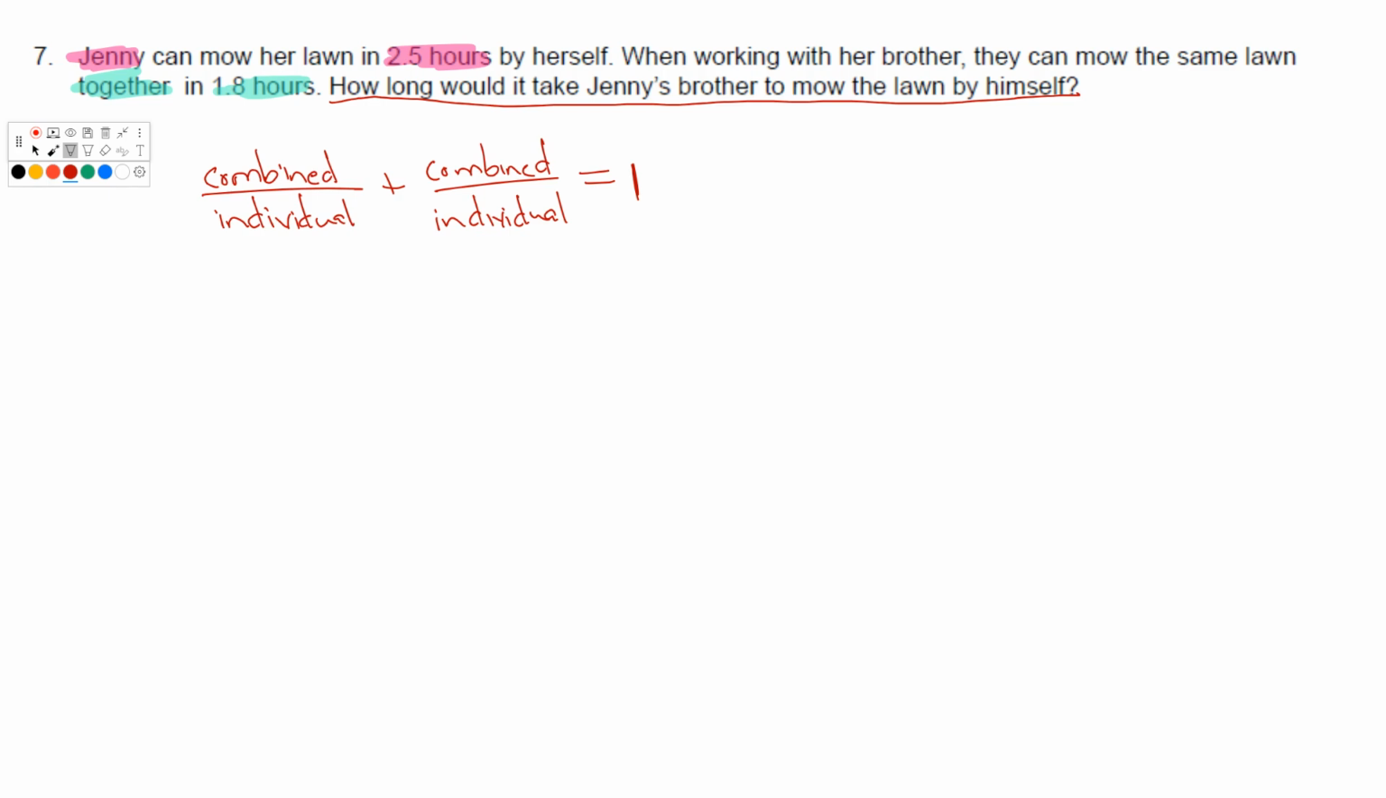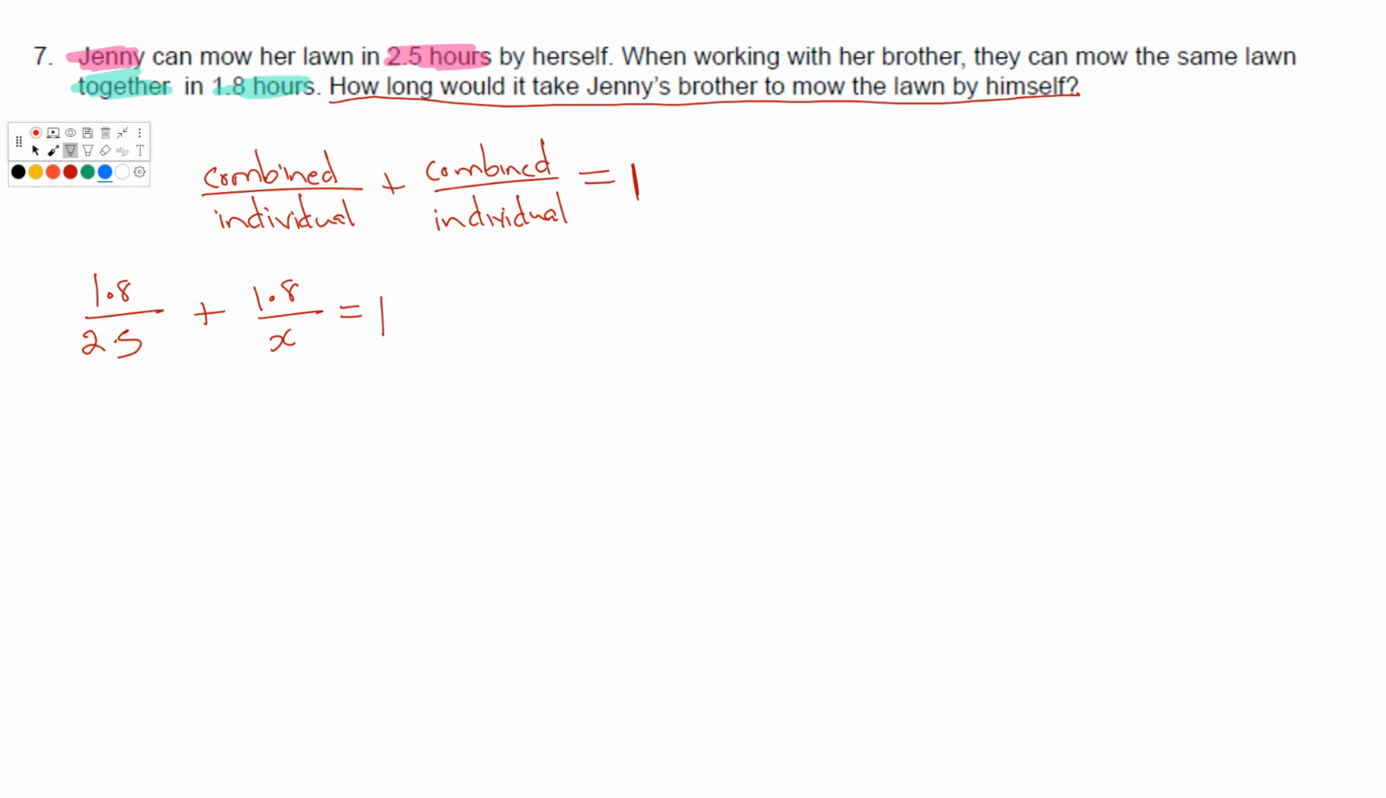So we know together it should be 1.8 hours, and Jenny would take 2.5 hours. And when we add that to 1.8 over x, which is Jenny's brother's, how long it would take him to mow the lawn, that we don't know, represented with x, it should still equal 1.